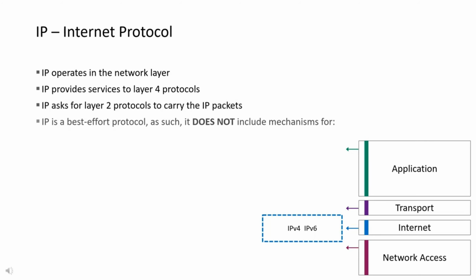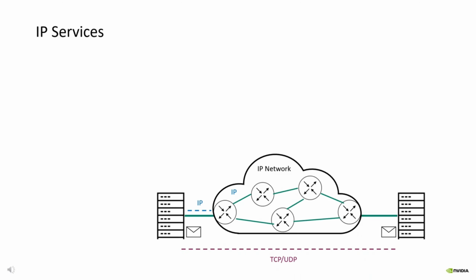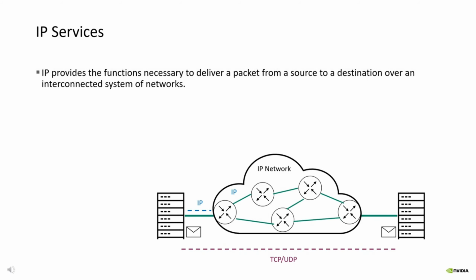IP is a best effort protocol, and hence relies on upper layer protocol mechanisms. As such, it does not include mechanisms for reliability, flow control, and sequencing. Just a reminder, the internet layer provides the functions necessary to deliver a packet from a source to a destination over an interconnected system of networks. While transport layer protocols operate end-to-end, internet layer protocols operate between any two directly connected layer 3 nodes. An example, an end node and its directly connected router, or a router and its neighboring router.